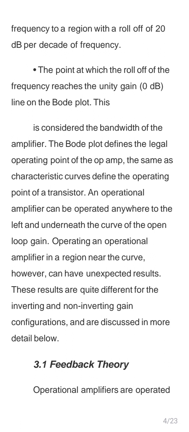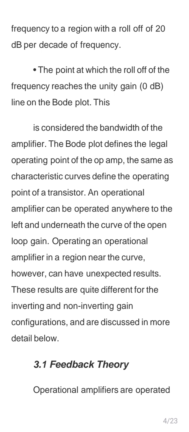Now the frequency range is the bandwidth the amplifier's Bode plot defines. The operating point of the op-amp is characterized by curves. A transistor's operating point can be anywhere to the left, underneath the curve of the open loop gain. Operating an operational amplifier in a region near the curve can give unexpected results. These results are quite different for inverting and non-inverting amplification.